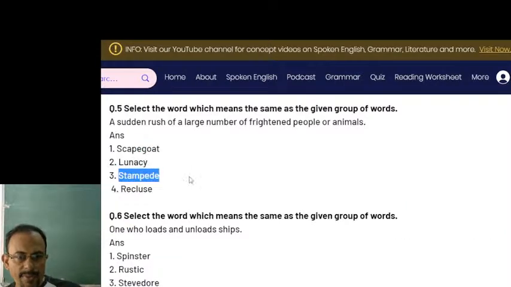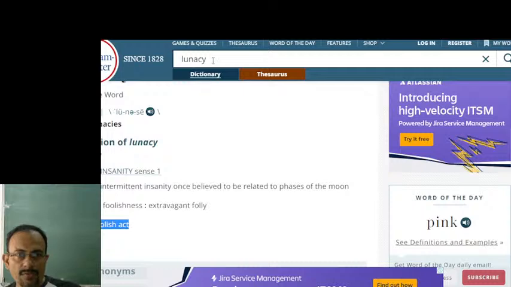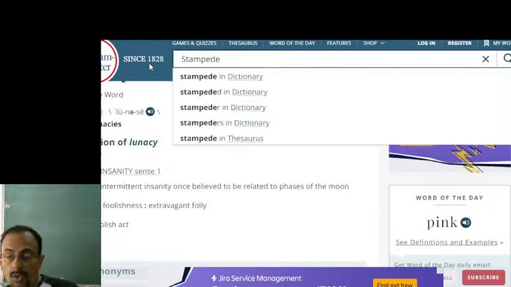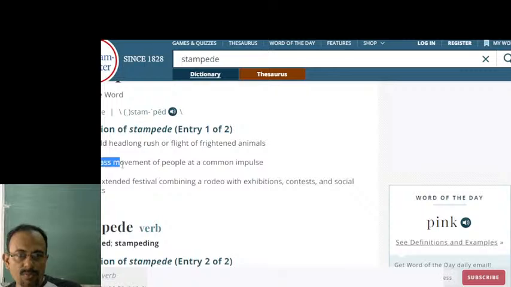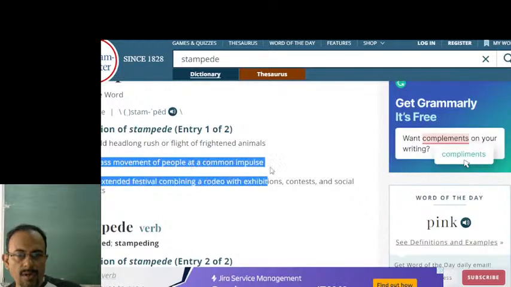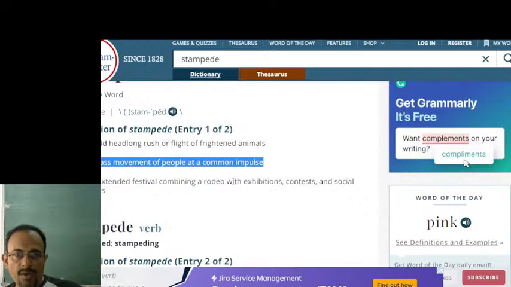Next, you see stampede. So now you see the meaning of stampede. A stampede is a mass movement of people at a common impulse. That is called a stampede. So this is what is called a stampede.